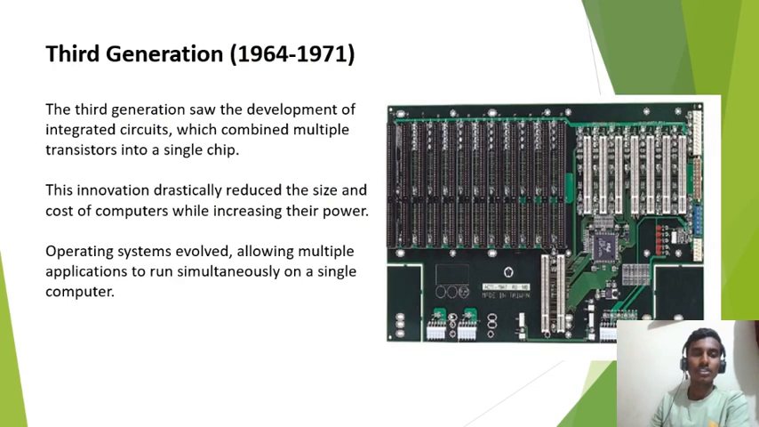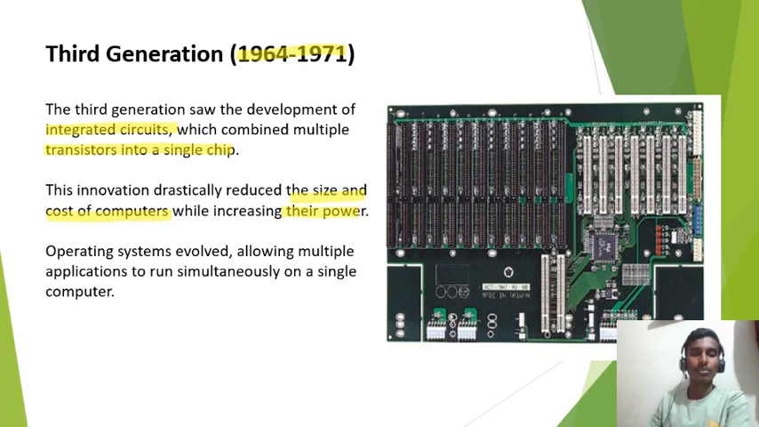Let's move on to third generation. Third generation is from 1964 to 1971. The third generation saw the development of IC chips, that is integrated circuits, which combined multiple transistors into a single chip. This innovation drastically reduced the size and cost of computers while increasing their power.